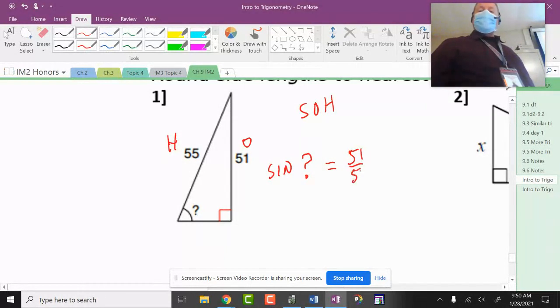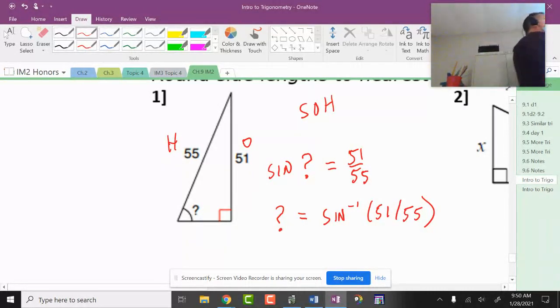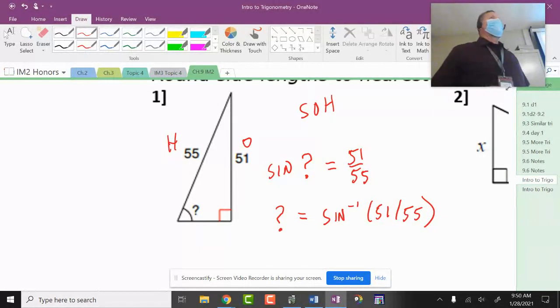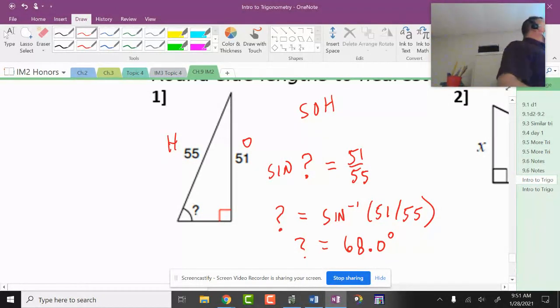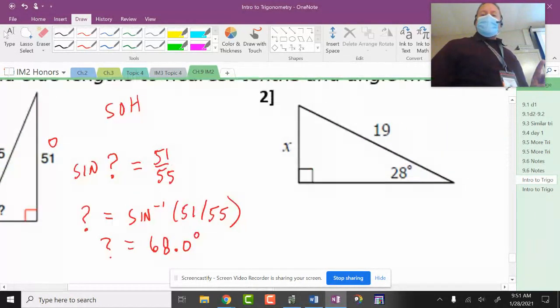Awesome. And then what would you have to type on your calculator to get what question mark is? Okay, so understanding when I have to find an angle measure, it's inverse sine. All right, and then going from there. Okay, what's the answer for that? Anyone? Say it one more time. 68.0. Boy, we're getting a lot of those rounding fun things. Degrees. All right, and then last but not least.